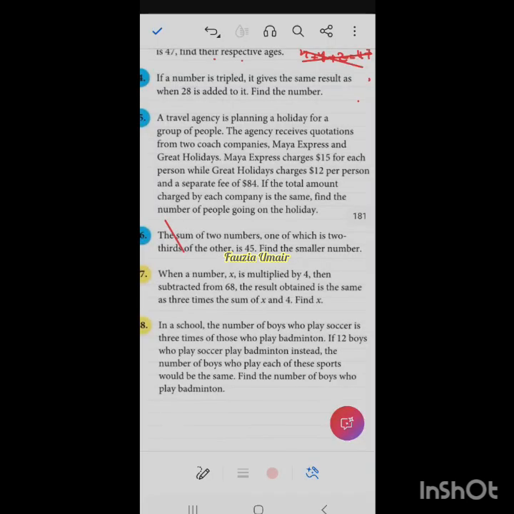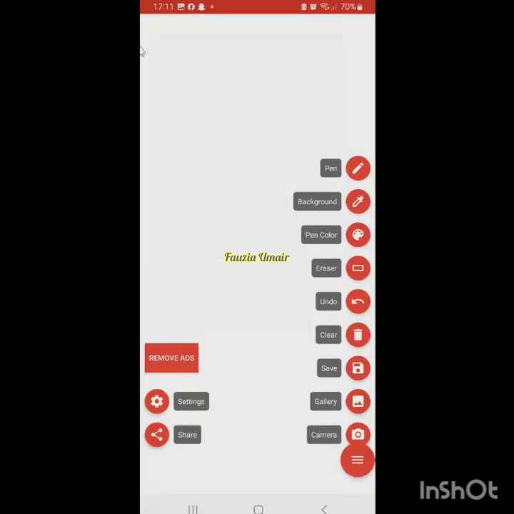So what we need to find out is the number of people going on the holiday. So we will assume, let the number of people going on the holiday be x.